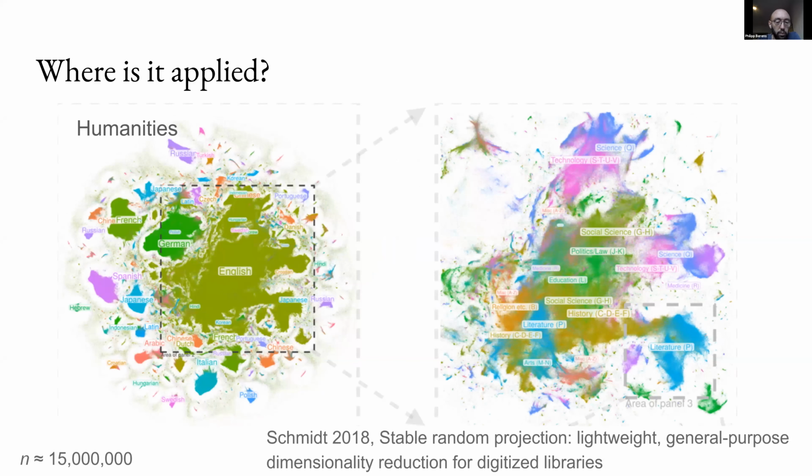So here, tSNE was used to create a giant visualization of all the books in, I think, one of the largest digitized libraries. And I think this is a particularly fascinating example that I also want to spend 2 minutes talking a little bit more about, because it actually contains a lot of hierarchical structure.